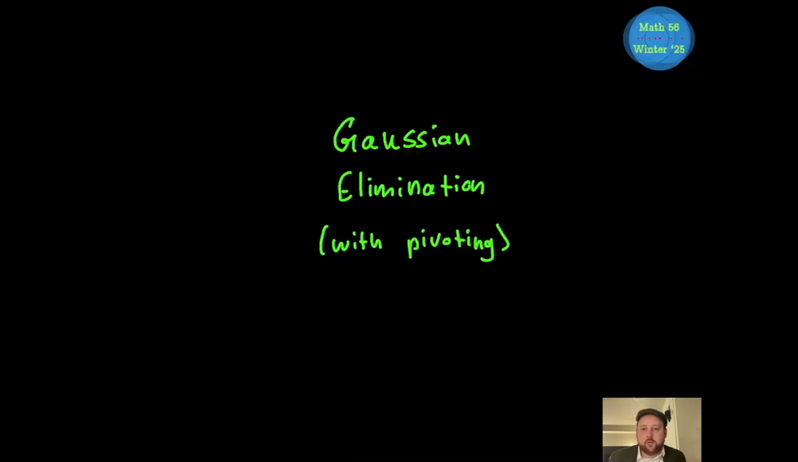All right, so in this video, we'll be talking about Gaussian elimination with pivoting. The last video, we covered Gaussian elimination without pivoting. Kind of one way you can view the difference between this video and the last is that in the last video, we talked about Gaussian elimination. But in this video, we're going to talk about Gaussian elimination with partial pivoting.